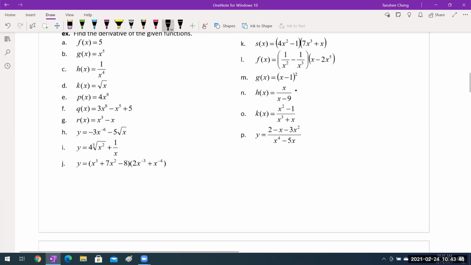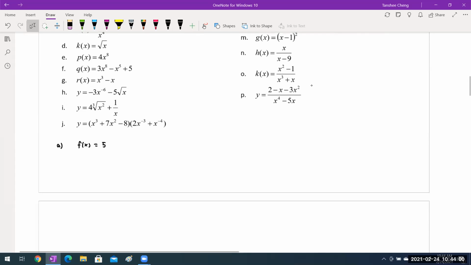So part A, example A, we want to take the derivative of a constant function. f of x is equal to what? 5. So properly writing it down will be like this. Derivative with respect to x, the independent variable of the function f of x, and then we're taking derivatives on both sides of the equation. You can denote it as df over dx, or you can denote it as f prime of x. And the derivative of a constant is 0.